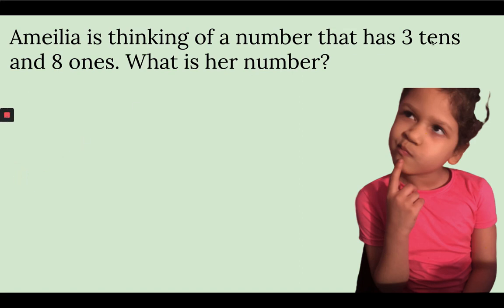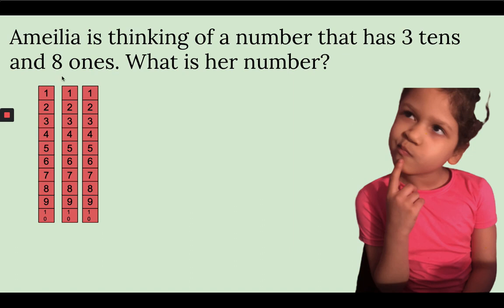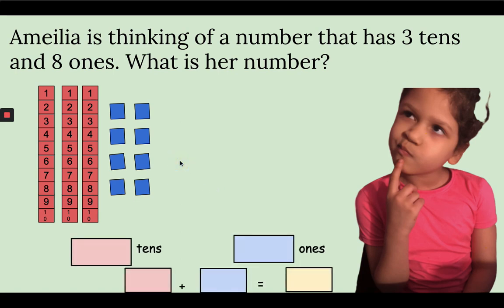So if there are 3 groups of 10, how many red sticks will there be? That's right. And how many ones were there? 8, that's right. Here's Amelia's number shown in our number cubes. So there are 3 groups of 10 and 8 ones. Let's fill in our chart now.